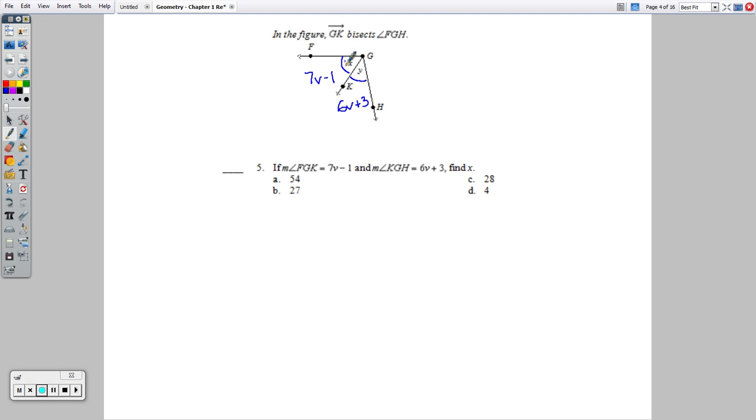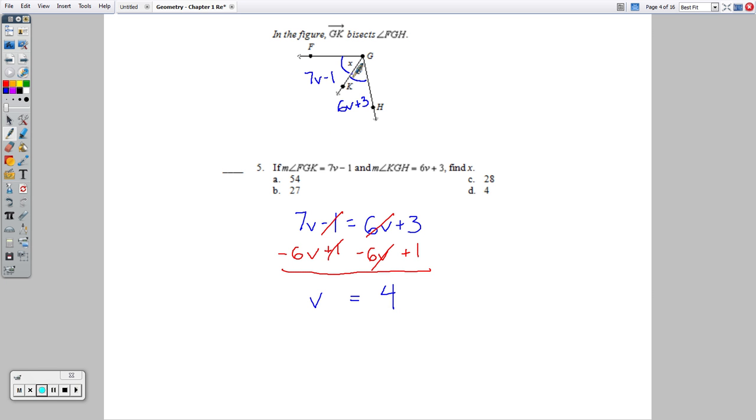Trying to find V. Well, if I know this is congruent to this, I know that then would have to be equal to that in measure. So 7V minus 1 we could say is equal to 6V plus 3. From there, it's just a pretty basic algebra problem. Subtract 6V, I think would be the best way to start. Add 1 to both sides. The V's are gone here, the integers are gone there. You're left with your answer of V equals 4.